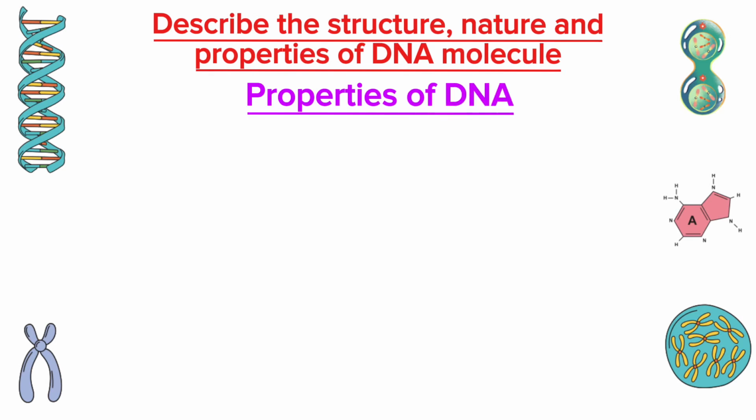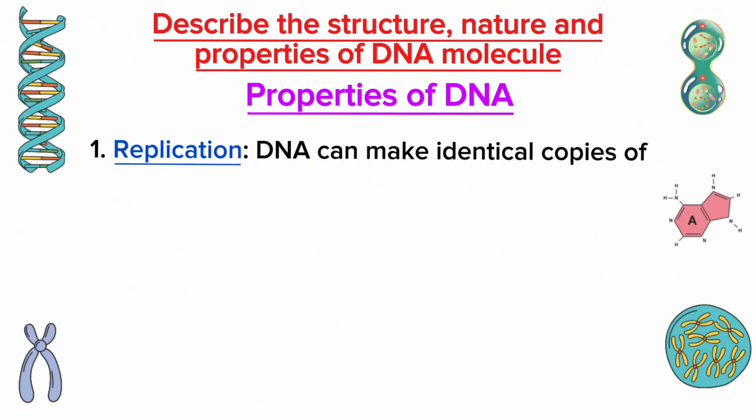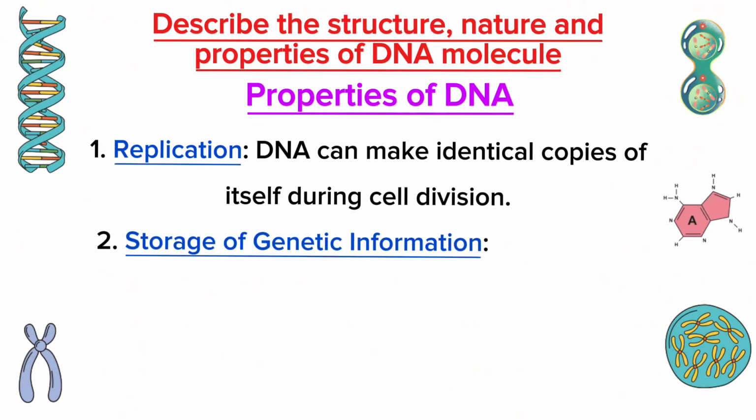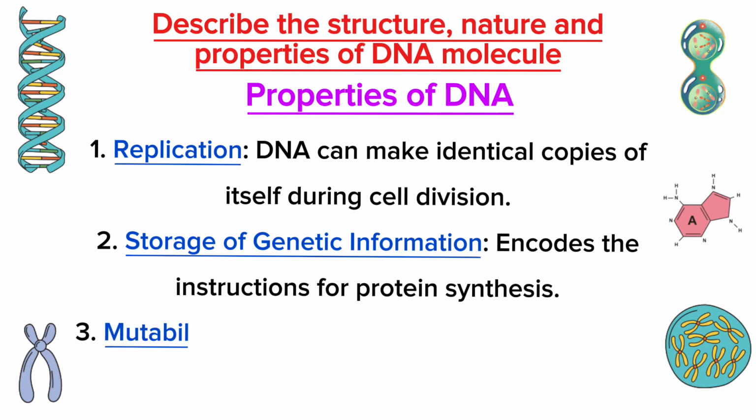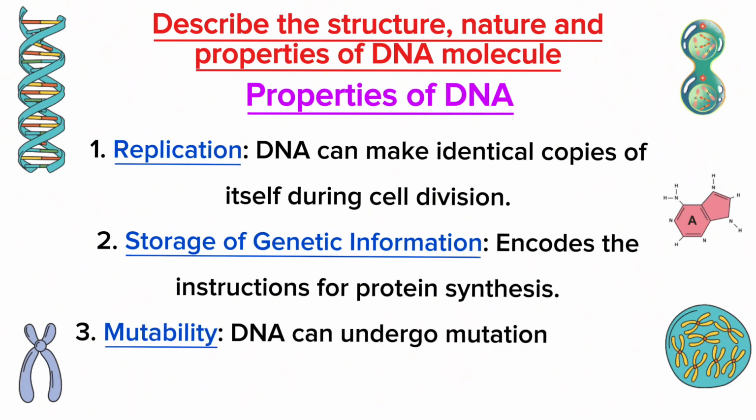It's not the last one. I think it's the second last because we're going to also see the differences between DNA and RNA. So properties of DNA. The first one, you have replication. DNA can make identical copies of itself during cell division, have storage of genetic information, encodes the instructions for protein synthesis. It serves also as a function.